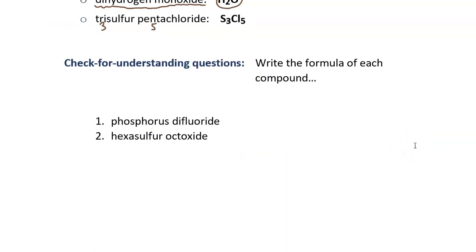Let's do some check for understanding questions. Write the formula of each compound. I'll give you some time to do these, and then we'll discuss the answers.